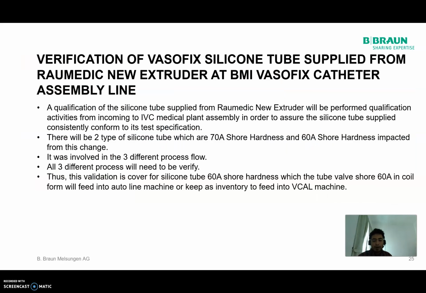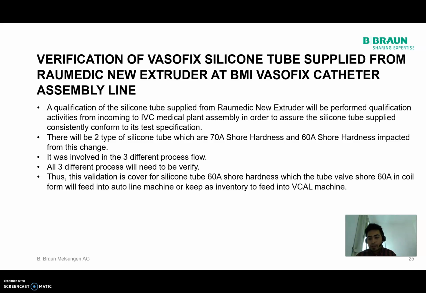For the third project that I have been involved in, verification of Vasofix silicone tip supply from Rommelag's new extruder at the BMI Vasofix catheter assembly line. Qualification of the silicone tube supply from the new extruder will be performed. Qualification activities from incoming to IVC medical plant assembly are carried out in order to assure the silicone tube supply consistently conforms to its test specification. There will be two types of silicone tube, which are 70A Shore hardness and 60.